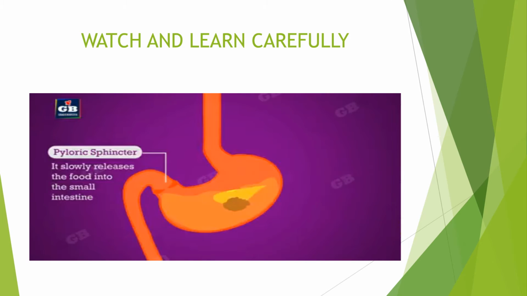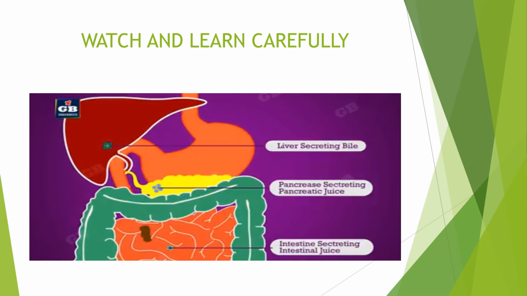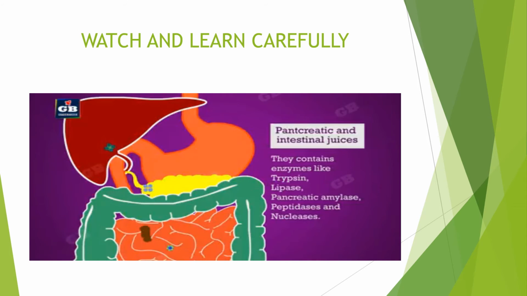At the end of the stomach, a sphincter muscle slowly releases the food into the small intestine, the longest part of the alimentary canal, which is highly coiled to get accommodated in a small space. It receives pancreatic juice from the pancreas, intestinal juices from the glands in the intestines, and bile juice from the liver. Pancreatic juice and intestinal juices contain enzymes like trypsin, lipase, pancreatic amylase, peptidases, and nucleases.